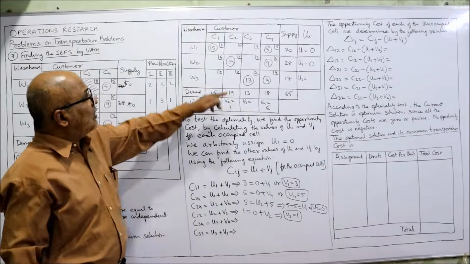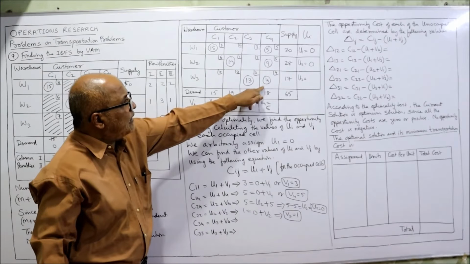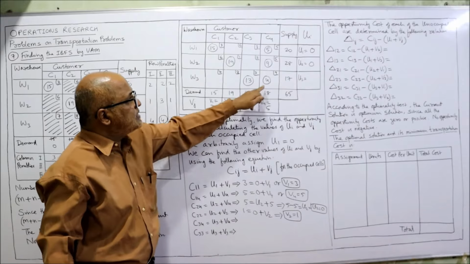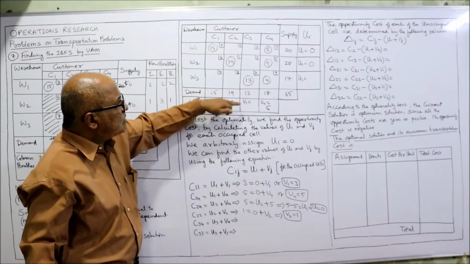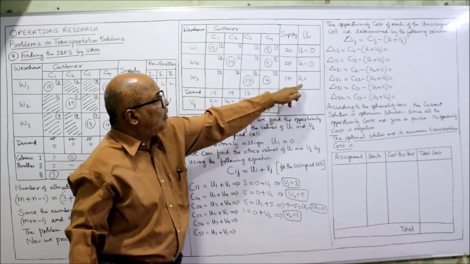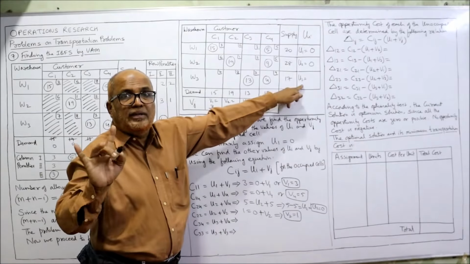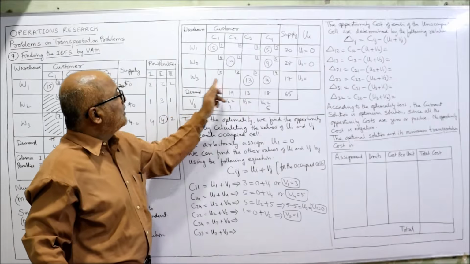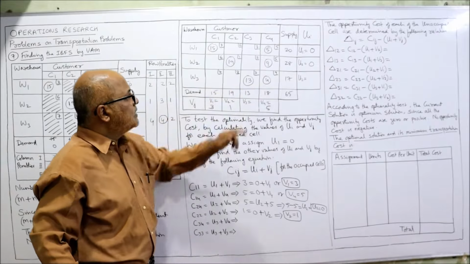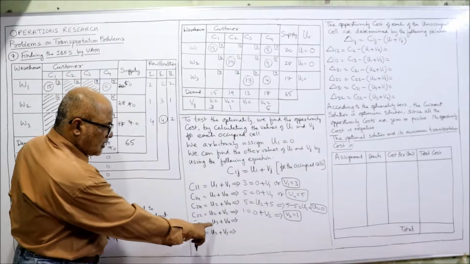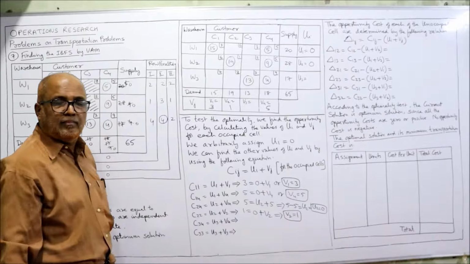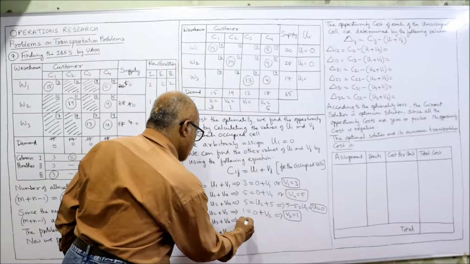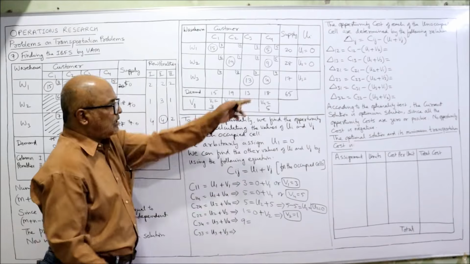Now we'll use this cell, because we already have V4, and we can find U3 if we take this cell. We cannot use this other cell because we don't have V3 or U3. At least one should be there. So here we can use this cell, third row, fourth column, C34. C34 is equal to U3 plus V4. How much is C34? 9. So 9 is equal to U3 plus V4, and U3 we don't have.